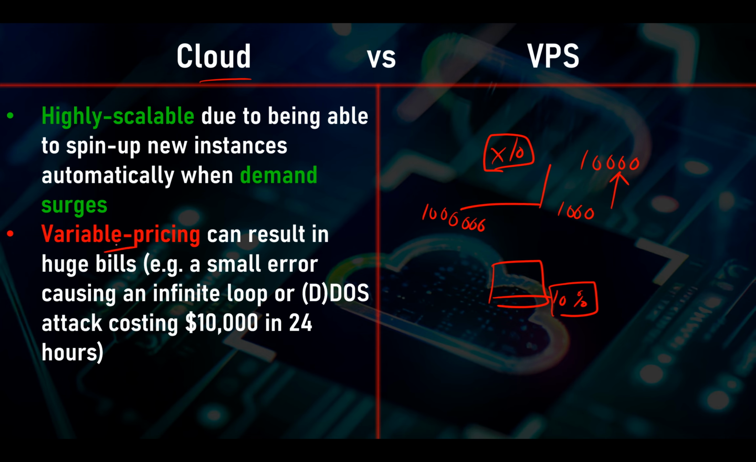Because of this variable pricing, this can result in huge bills, and there are actually thousands of cases of this. Let's say you have a small error which causes an infinite loop. Anyone that's done programming knows creating infinite loops is super easy, super common. It's not something that's difficult to do. So there have been cases where someone created a simple infinite loop, and this literally cost them like $10,000 in 24 hours, because all of their CPUs were maxing out at 100%.